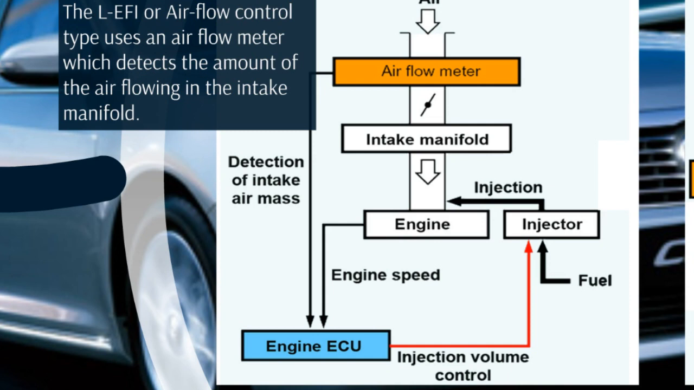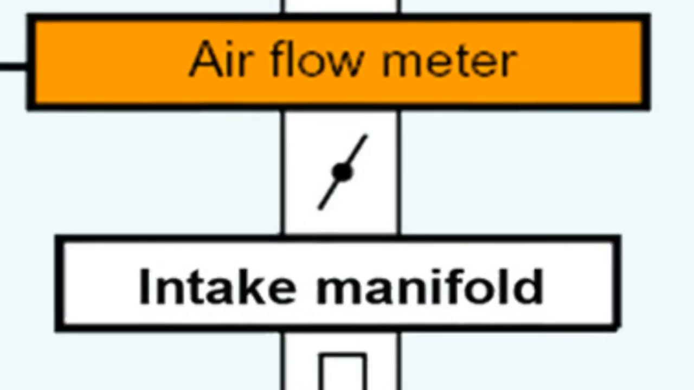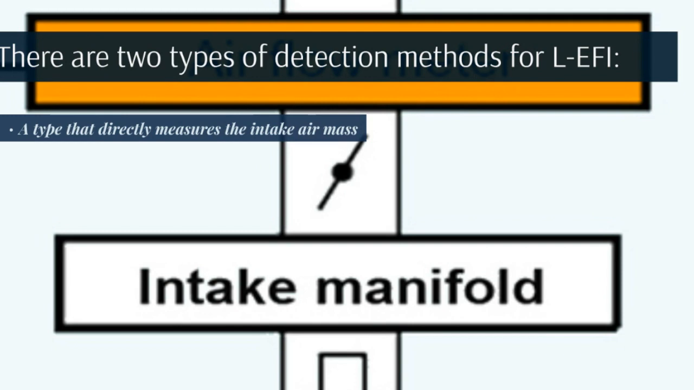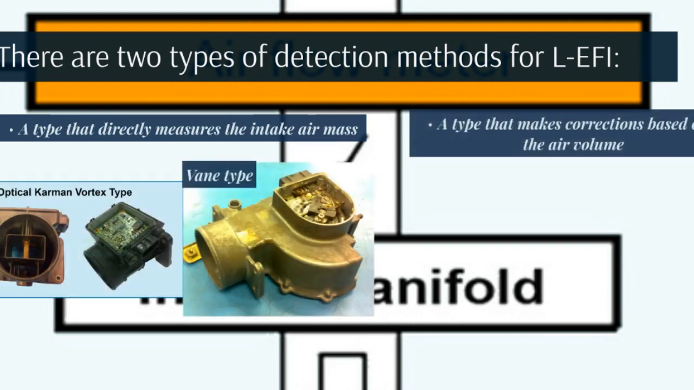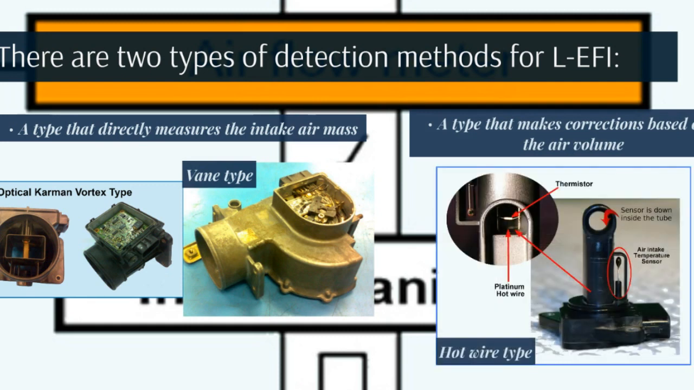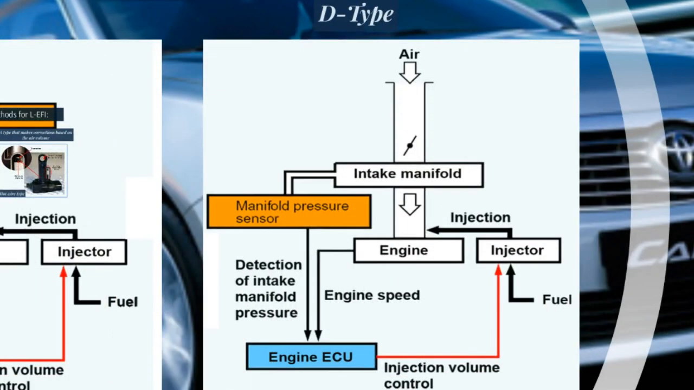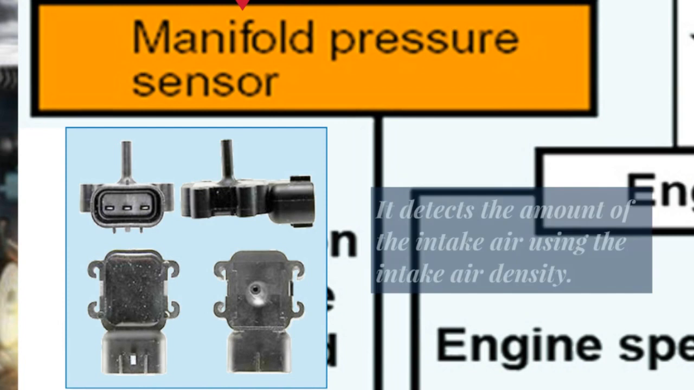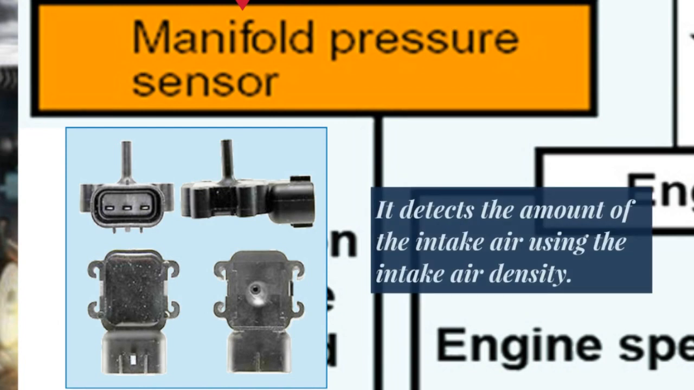intake manifold. There are two types of detection methods for L-type EFI. A type that directly measures the intake air mass is called vane type, and a type that makes corrections on the air volume is called hot wire type. The manifold pressure control type, or D-type, measures the pressure in the intake manifold. It detects the amount of the intake air using the intake air density.